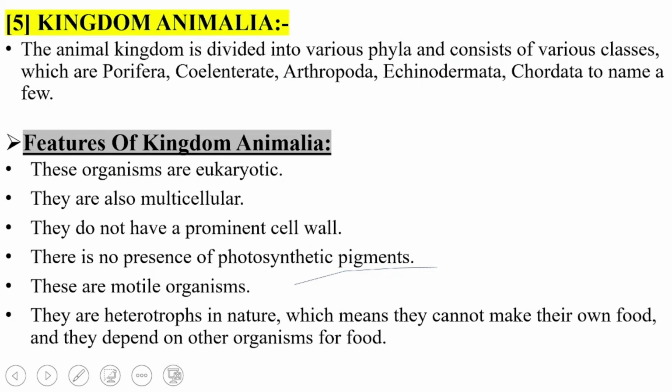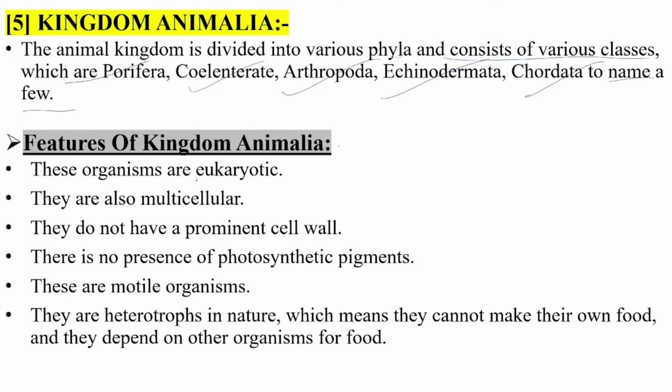Then comes kingdom Animalia. Sorry. The animal kingdom is divided into various phyla, consisting of various classes, which are Porifera, Coelenterata, Arthropoda, Echinodermata, Chordata, to name a few. What are the features of Animalia kingdom?